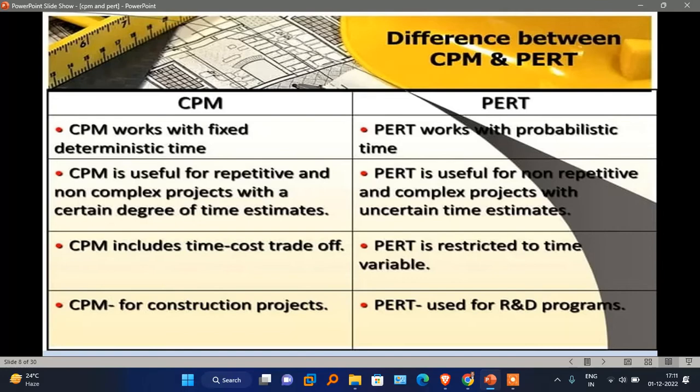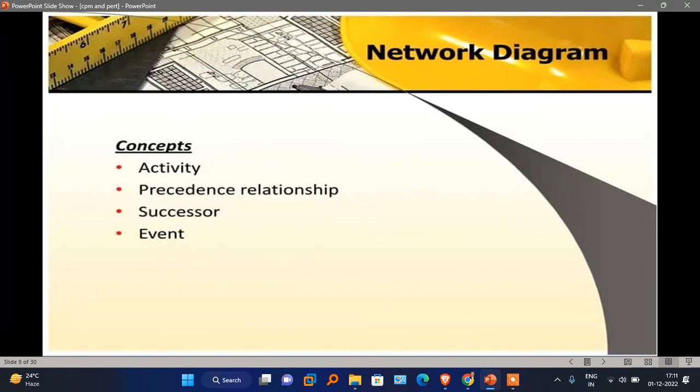Then CPM is for construction projects and PERT is used for R&D projects or programs. So these are some of the basics of PERT and CPM techniques.